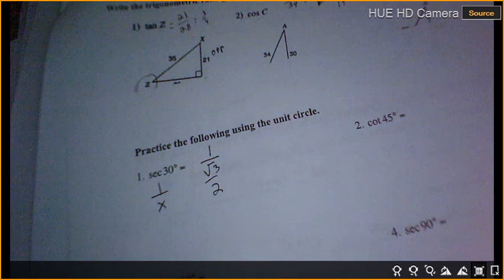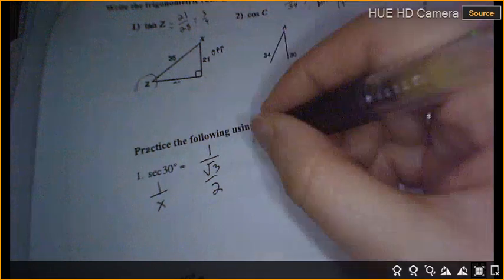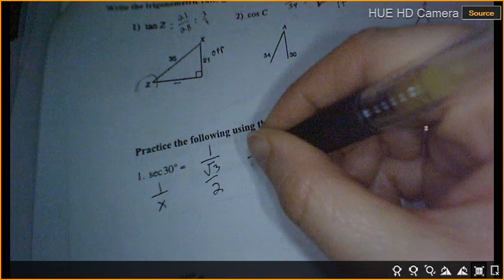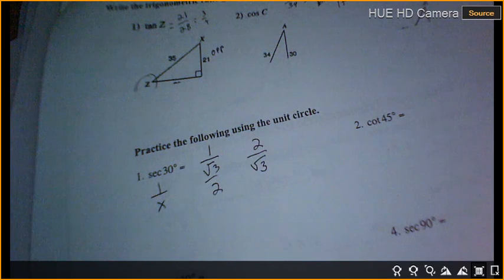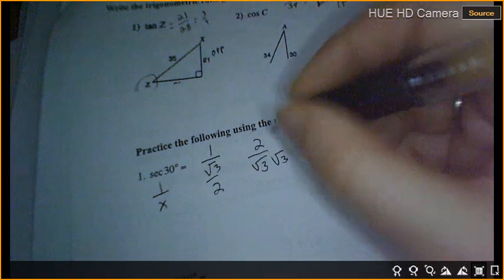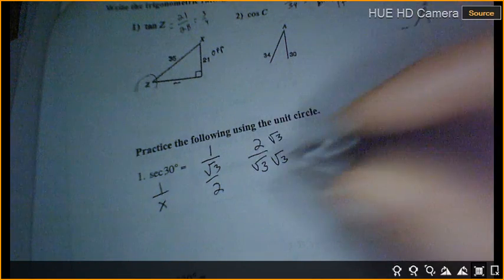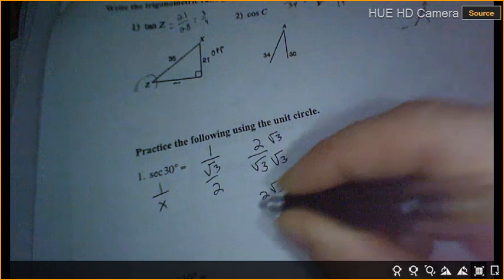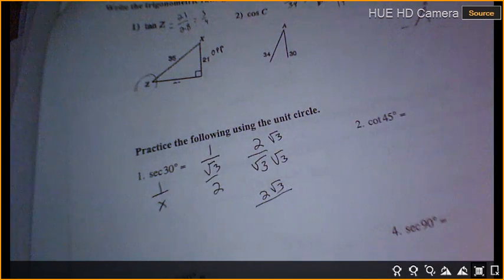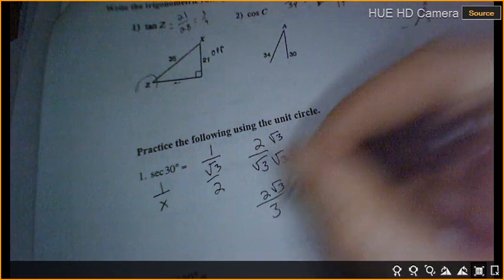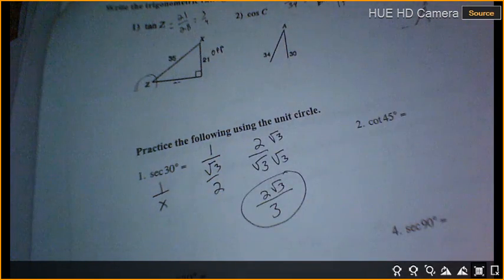Now, we can't leave it like this. So remember, to divide by fractions, we flip it over. And 1 times 2 square root 3 is just 2 square root 3. Can't have a square root 3 on the bottom. So we multiply square root 3 on the top and the bottom. And we get 2 square root 3 over, what's 3 times 3, guys? And what's the square root of 9? 3. That's our answer.